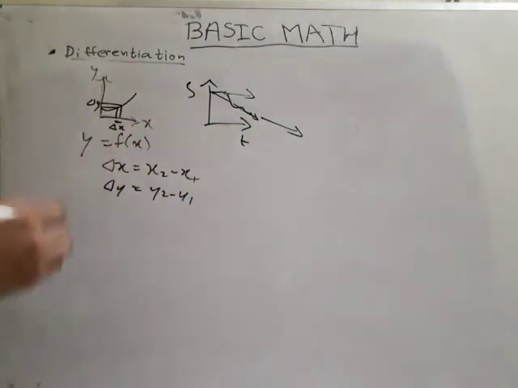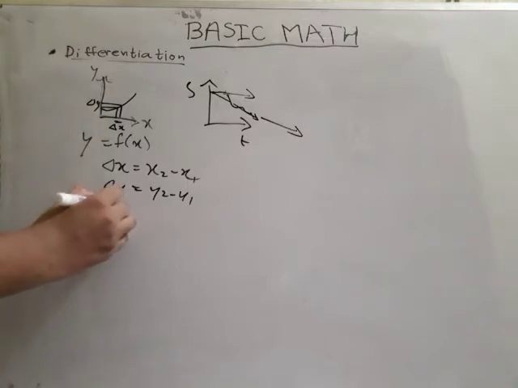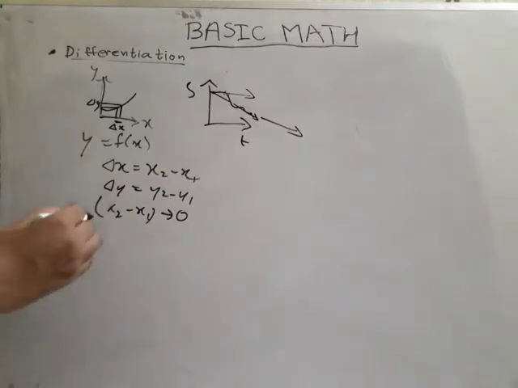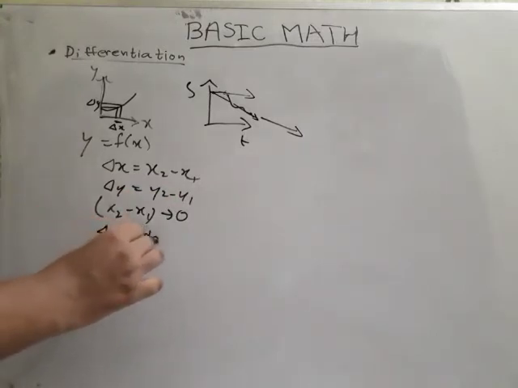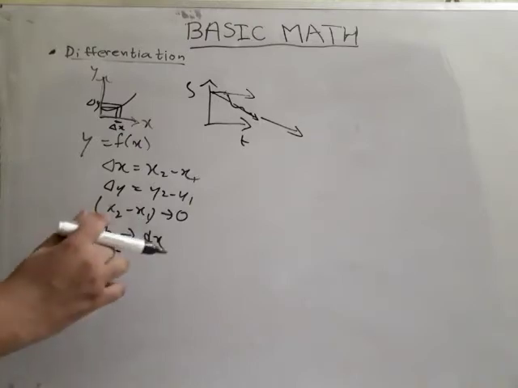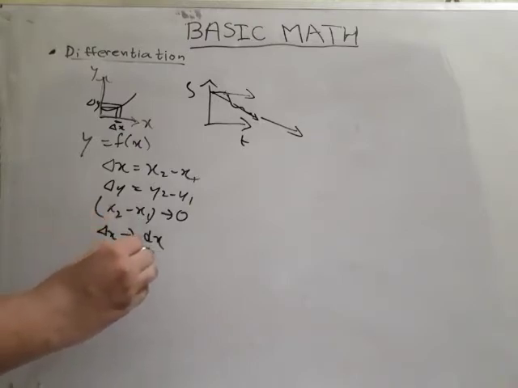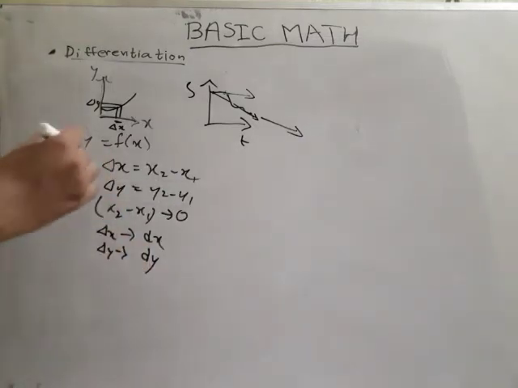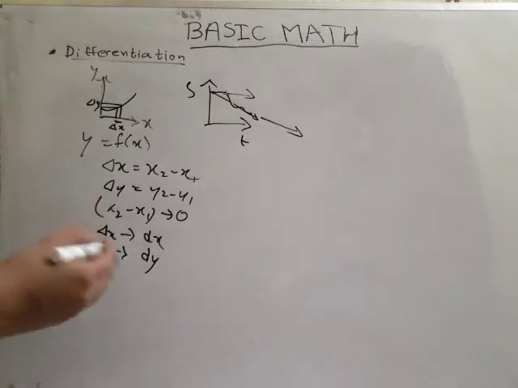For a small change in x, meaning x2 minus x1, this value tends to 0 but is not equal to 0, so in place of delta x we write dx. Similarly, since delta y is tending to 0, in place of delta y we write dy. So what is the rate of change of y with respect to x at that instant? That is dy by dx.